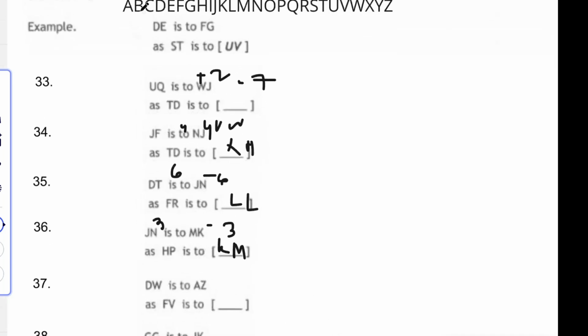Question number 37. D to A is minus 3. And then W to Z is going to be add 3. We get F minus 3 is 1, 2, 3. We get C and V add 3 is going to be 1, 2, 3.